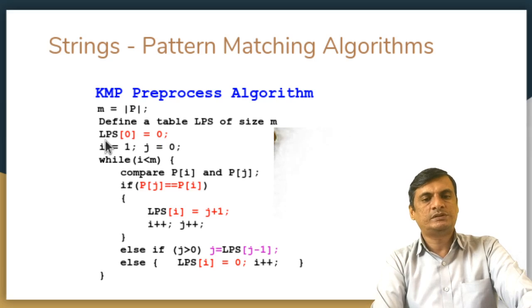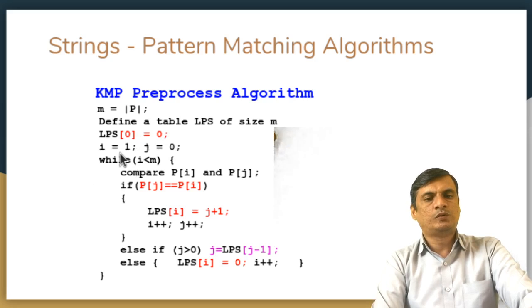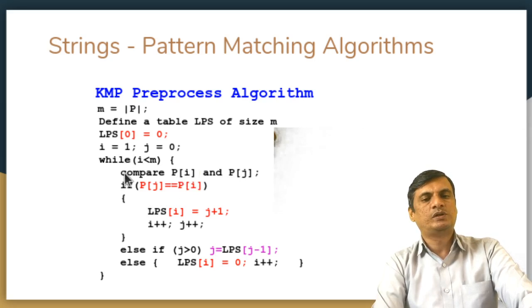Here LPS is going to be a single dimensional array. Initially LPS of 0 is 0. Then I equal to 1, j equal to 0. Until I crosses the M value, in the sense that all the characters of the pattern have been matched, you do this particular step. You compare the ith position letter in P and the jth position letter in the pattern itself. You are manipulating only P and storing it into the LPS table.